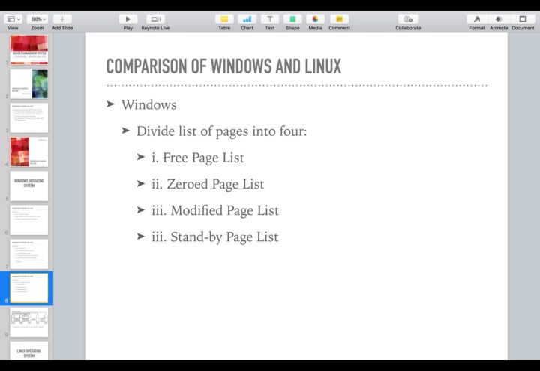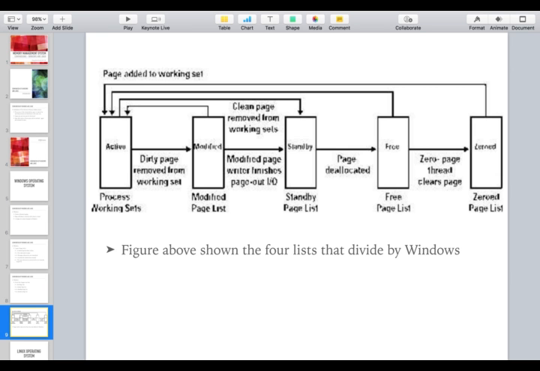Those pages are handled by the working set manager and some other daemon threads like the swapper thread, the mapped page writer and the modified page writer process. So this is the figure above, showing the 4 lists that are divided by Windows.